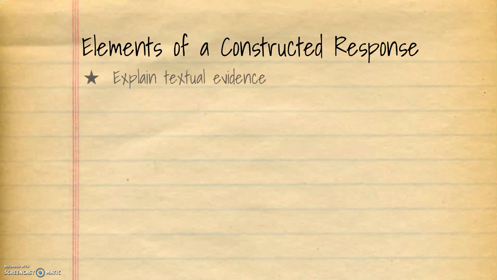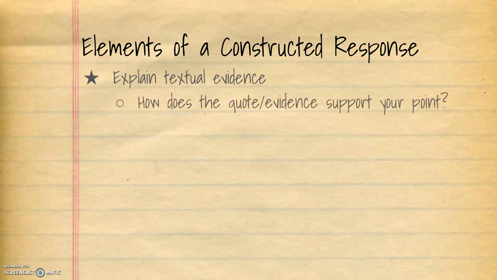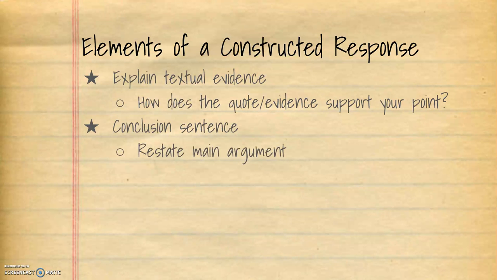The next element is that you need to explain the textual evidence. After each one of your quotes or your examples, you need a sentence or two where you explain in your own words how that quote relates back to your thesis statement or answers the prompt. What you're really doing is explaining how the quote or evidence supports your point. Then finally, after your 2 or 3 pieces of textual evidence that you've explained, you have your conclusion sentence, where you restate your main argument.